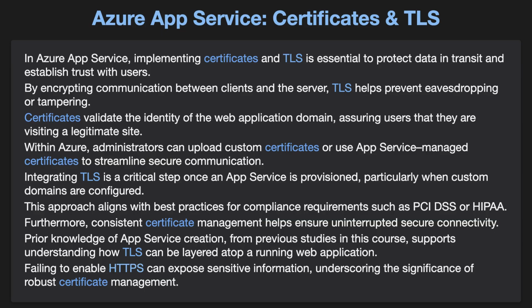Within Azure, administrators can upload custom certificates or use App Service managed certificates to streamline secure communication. Integrating TLS is a critical step once an app service is provisioned, particularly when custom domains are configured. This approach aligns with best practices for compliance requirements, such as PCI DSS or HIPAA. Furthermore, consistent certificate management helps ensure uninterrupted secure connectivity.